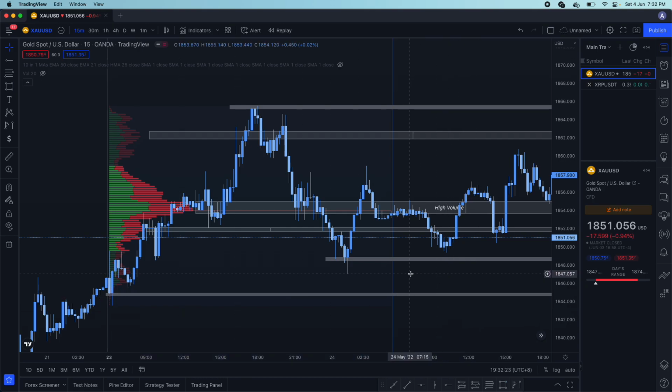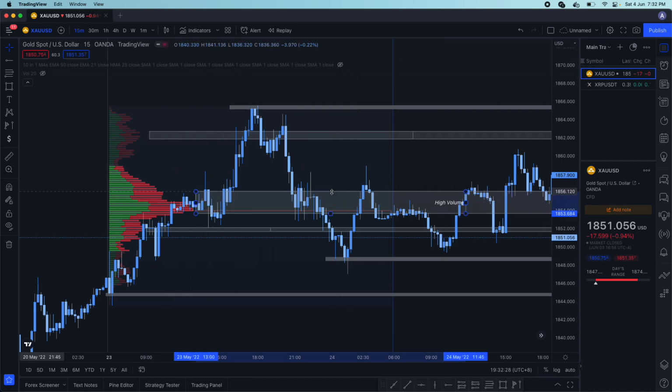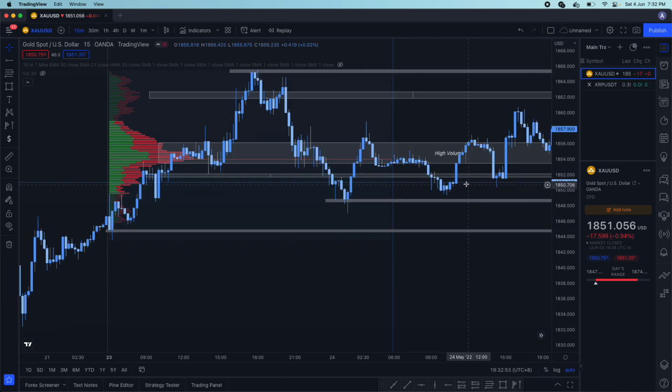So basically, once I mark this, I know that all of this area is important, right? I know this whole range is important for me. So I'll just mark it out. We will see what's happening there the next day. And I am now focusing only on London and onwards. So I'm ignoring the Asian session altogether. It does not suit my time right now.